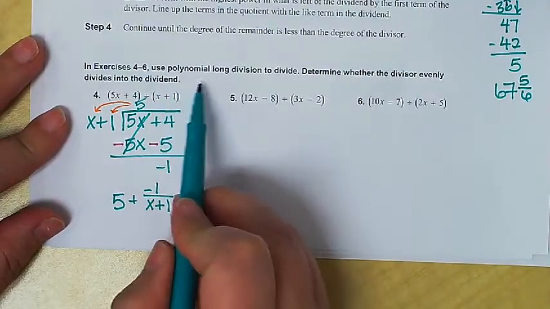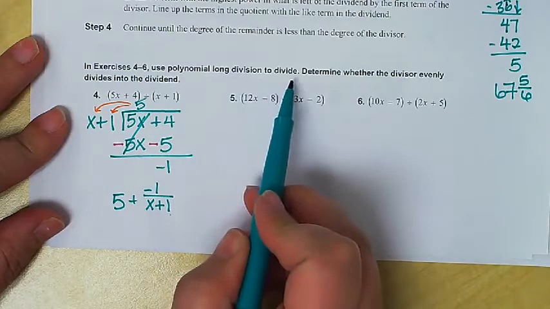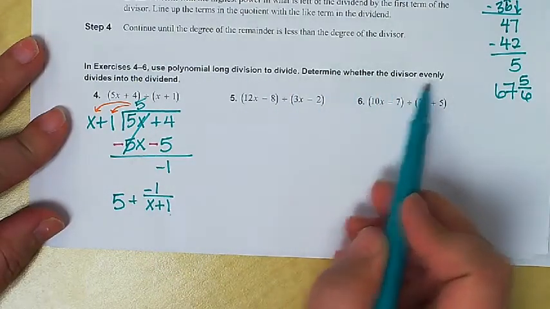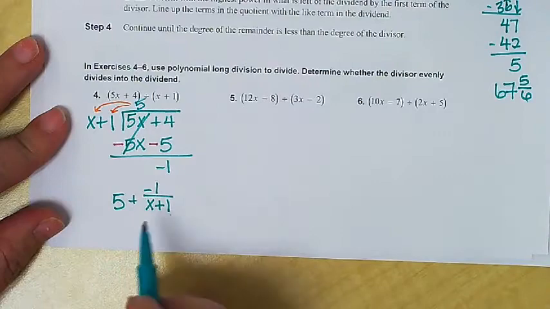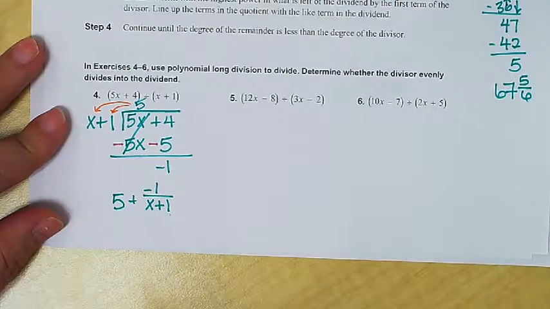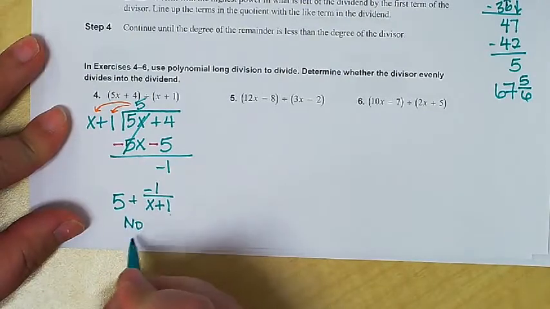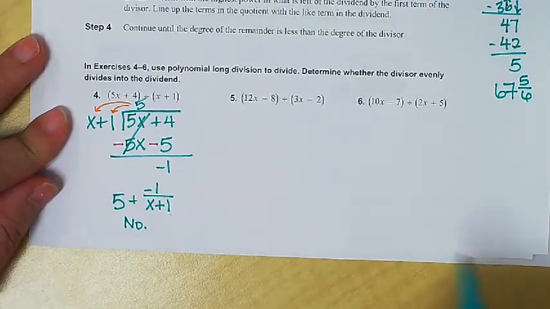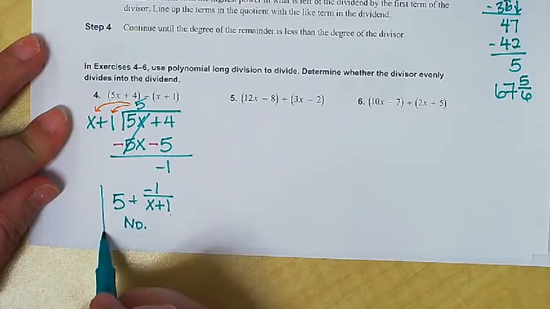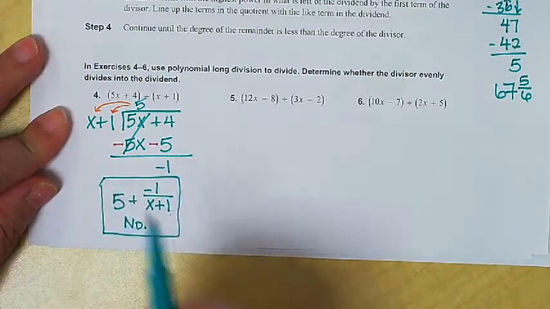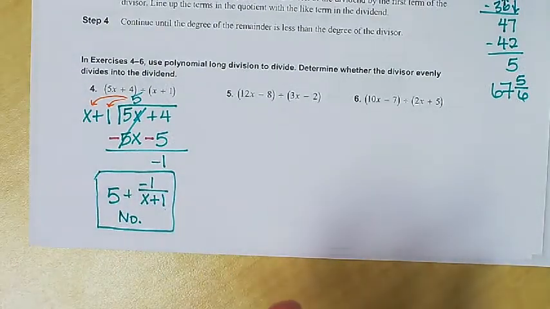Now it says use polynomial division to divide. Determine whether the divisor divides evenly. If it divided evenly, there would be no remainder. And this does have a remainder. So no, it did not divide evenly. But other than that, this is our solution. There it is. Okay, so I went nice and slow on that one.